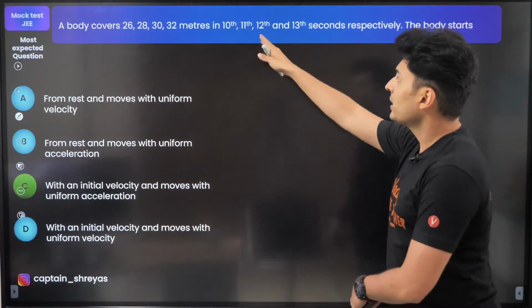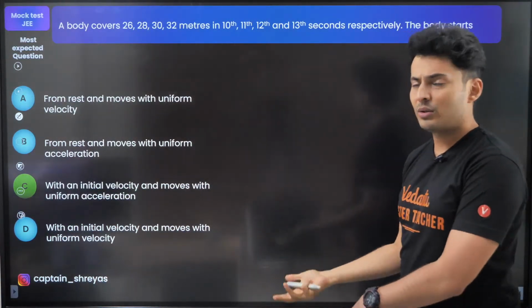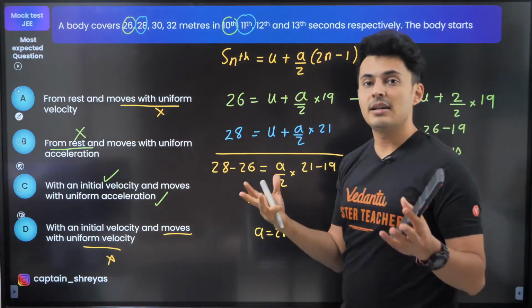By the way, what is the use of the other values? It's just there to confuse you. It is called redundant data.